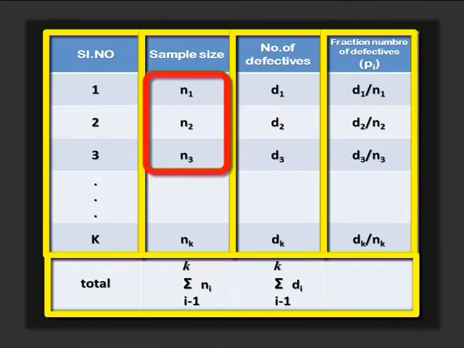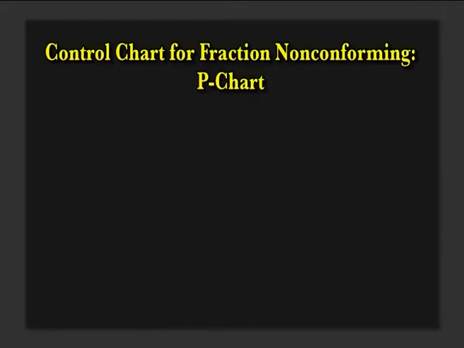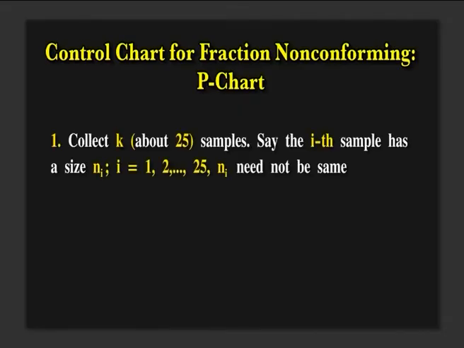Compute the totals, total number of items inspected, total number of defectives observed. Step 1. Collect K, say about 25 samples. Say the ith sample has size ni; ni need not be the same.